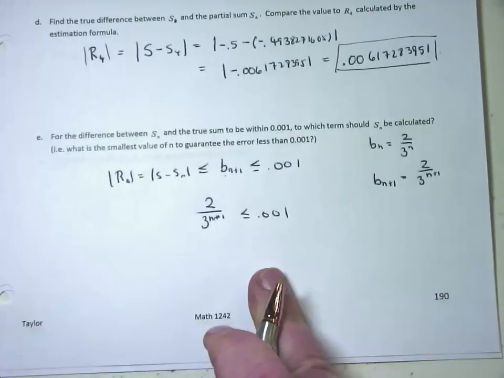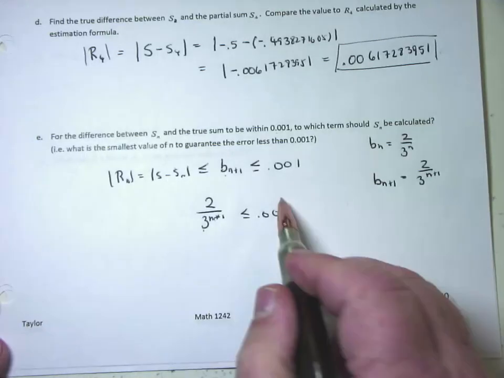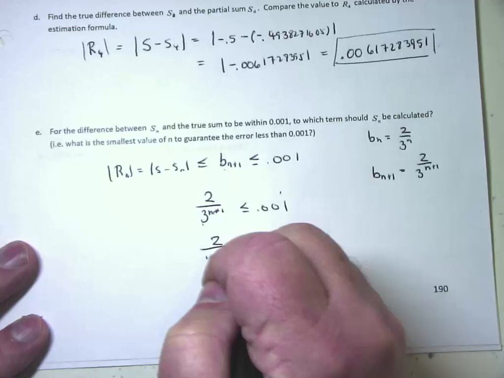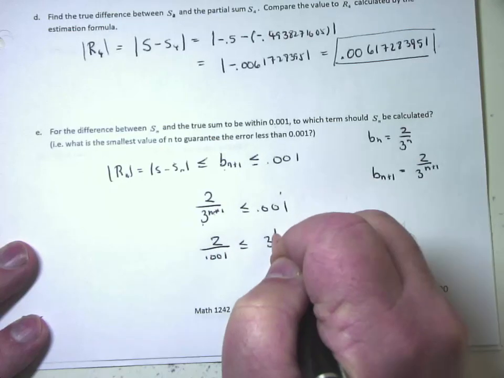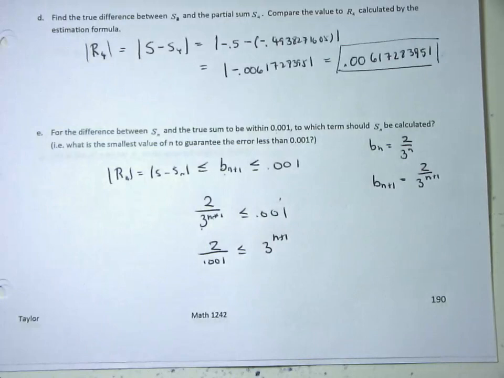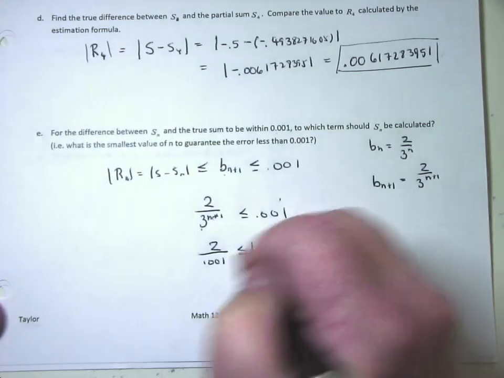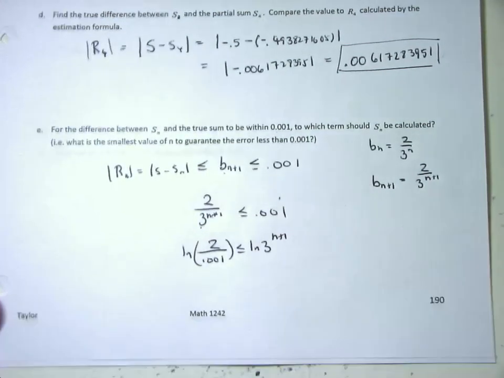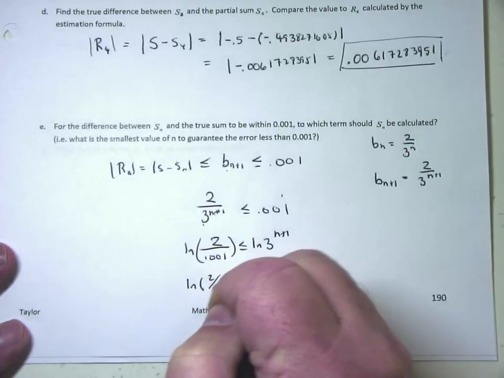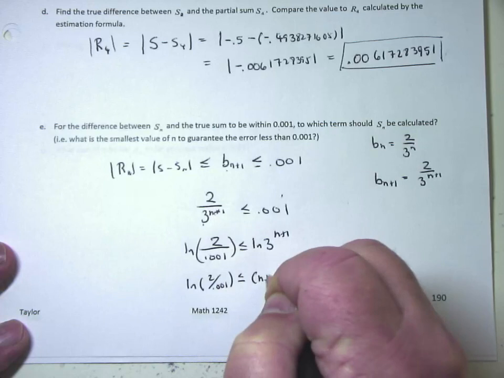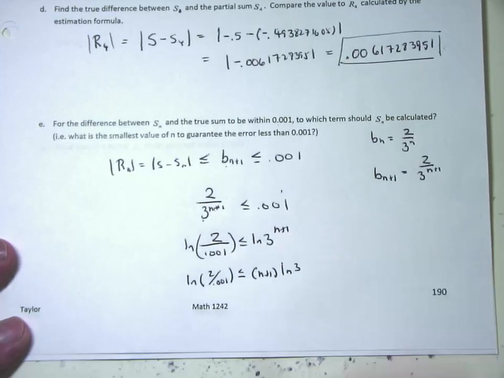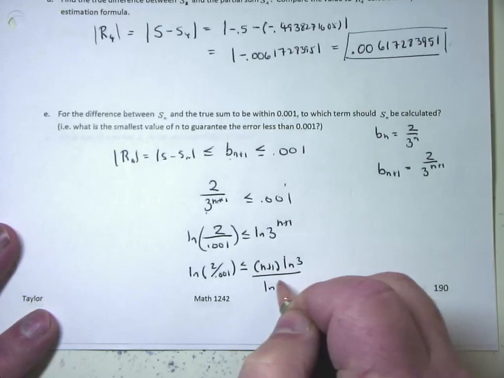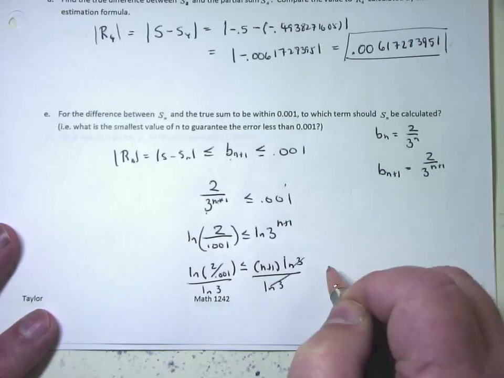Now you need to solve this. I'm going to move this over and divide, so 2 divided by 0.001 is less than or equal to 3 to the n plus 1. The variable you want to solve for, n, is in the exponent. What brings down exponents? Logarithms. I'm going to take the natural log of both sides. The exponent goes out front, so the natural log of 2 divided by 0.001 is less than or equal to n plus 1 times the natural log of 3. Divide both sides by the natural log of 3.